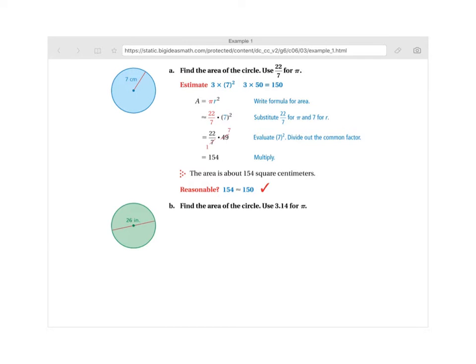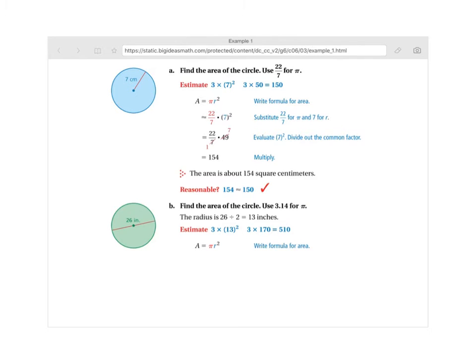So we're going to find the area of this circle, this green one. And you see in this case, they ask you to use 3.14 for pi. Okay, I don't care about estimating, so let's not estimate. Now remember, how do you find the radius of this one? Because this gives you the diameter, gives you it all the way across. So the radius is half of that. So you're going to take 26 and divide it by 2, which you can see they did right here, which should give you 13 inches.